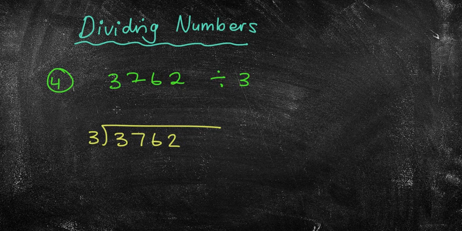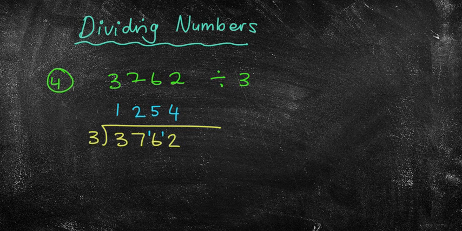3 goes into 3 once. 3 goes into 7 2 times. 2 3s are 6, 1 left over. 3 goes into 16, well, it goes in 5 times because 5 times 3 is 15, 1 left over. 3 goes into 12 4 times. Okay, that does go in exactly.